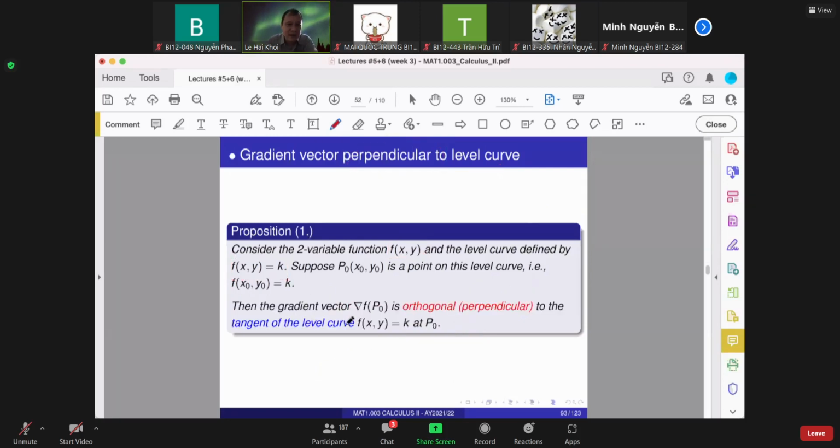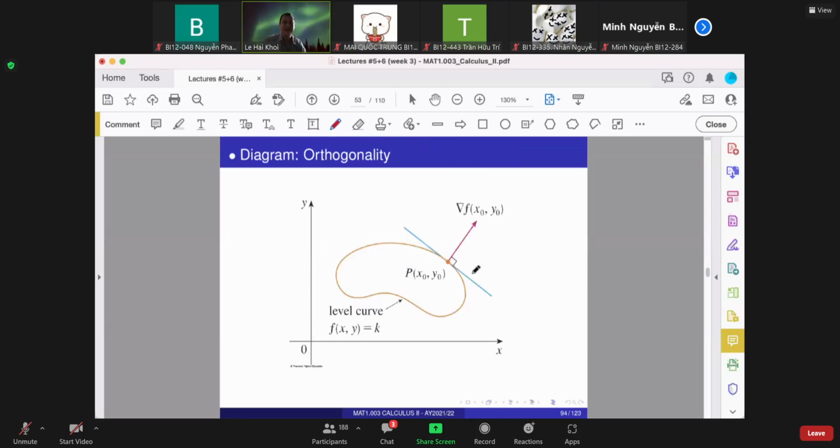Yeah. Gradient vector, nabla. Remember, this is nabla, not this one. This is delta. Then gradient vector is orthogonal or perpendicular to the tangent of the level curve. This is tangent line. So that property, very interesting. Yeah, you see. That level curve at the point, and then you have gradient vector, this gradient vector, this tangent line, they are perpendicular. This is orthogonality property. Okay?